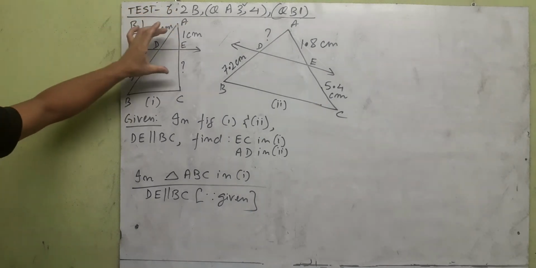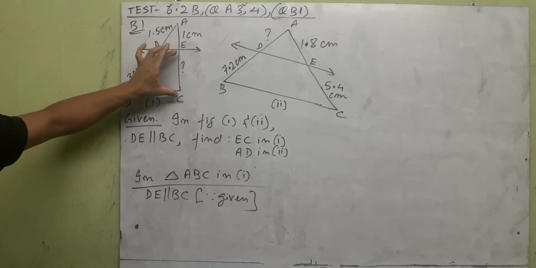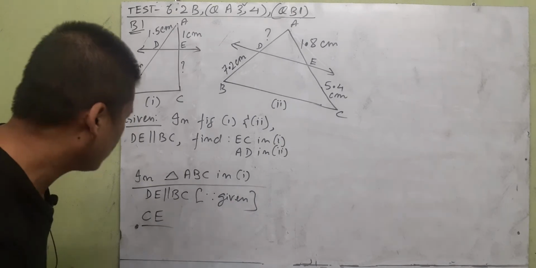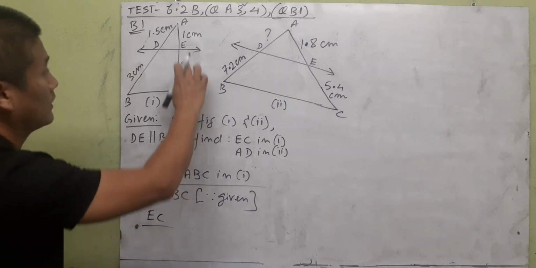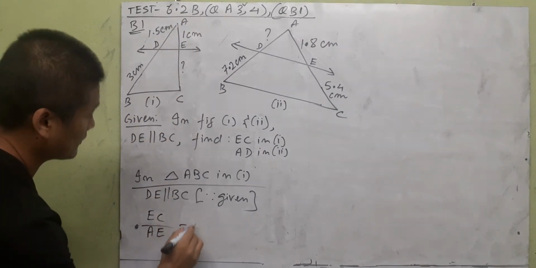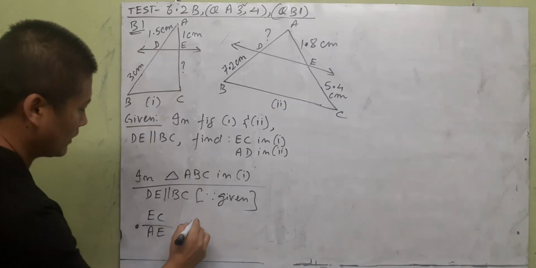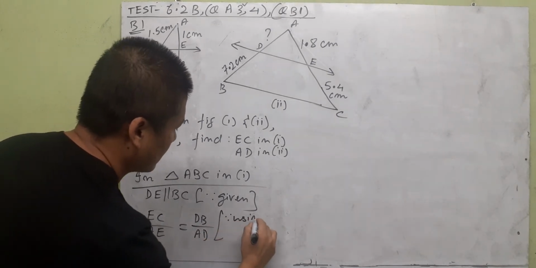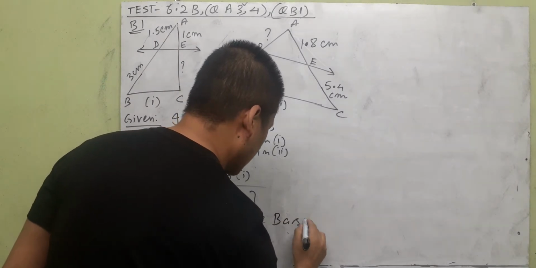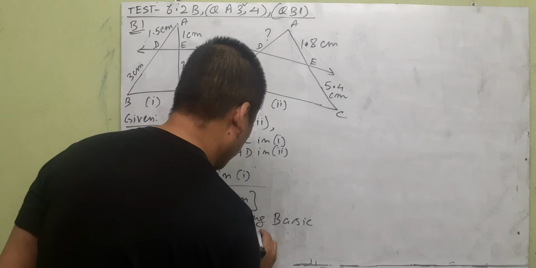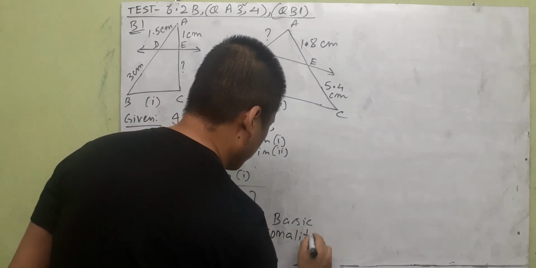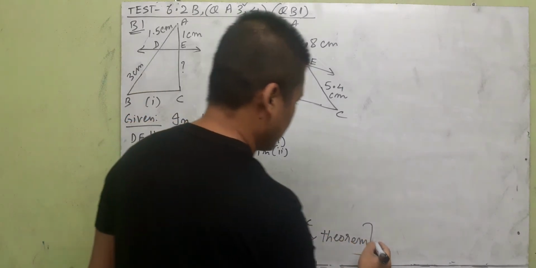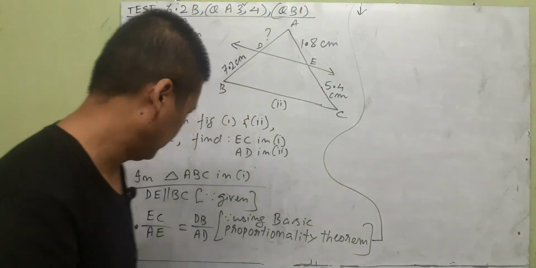Means we can write AE by CE equal to AD by DB, or you can also start with CE by AE, or EC, whatever you like. EC or CE is the same. EC by AE, like that also you can write. So if you start from EC, then down here DB by AD. And the reason for this is the basic proportionality theorem.